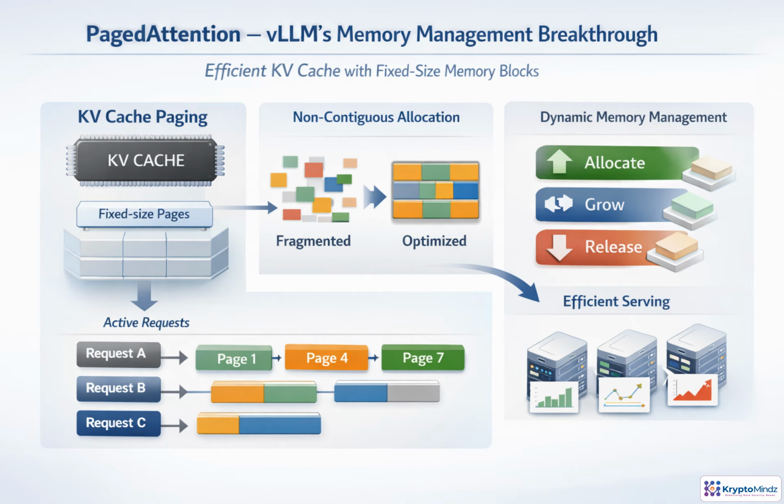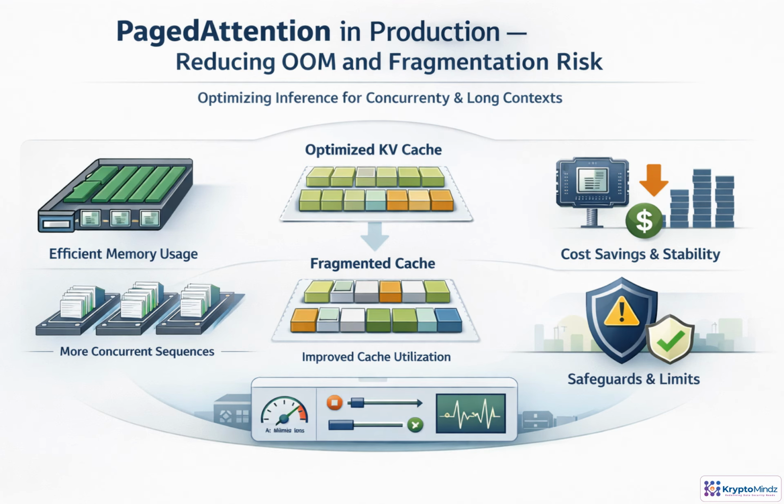This reduces wasted space from fragmentation, especially when prompts and outputs vary widely in length. That flexibility helps the server keep more requests active with fewer memory-related stalls. In production, paged attention turns a brittle memory problem into a more manageable scheduling problem.